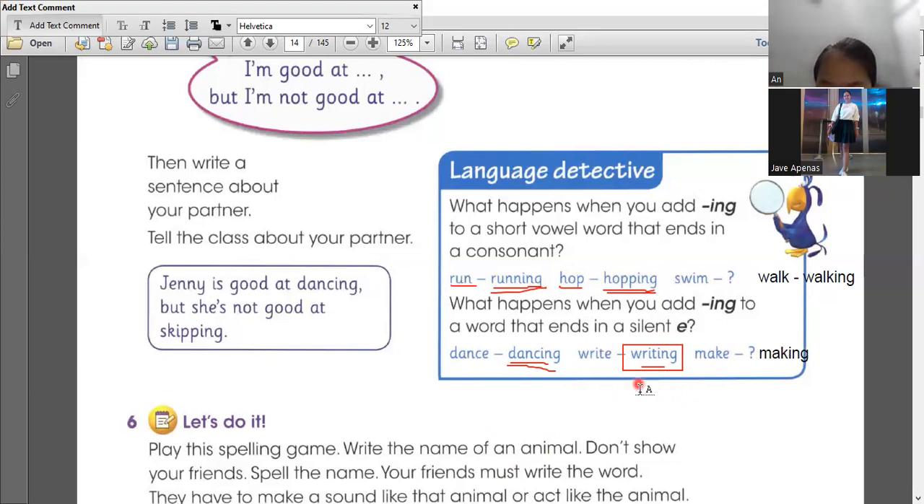Okay, so you're not good at writing. What kind of writing are you trying to say? Like writing a poem, writing very long letters? What is the writing that you can't do well? Writing poem. Oh, yeah, I got it. So you're going to say, I'm not good in writing poem.